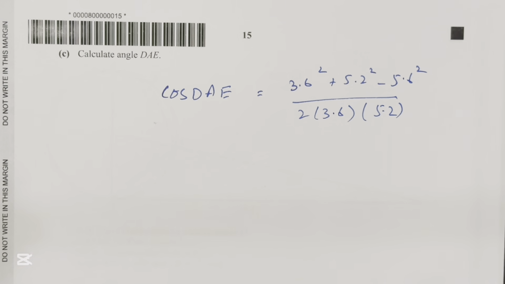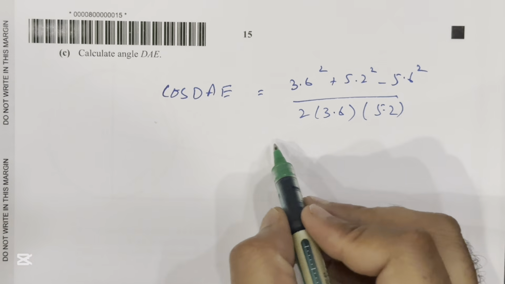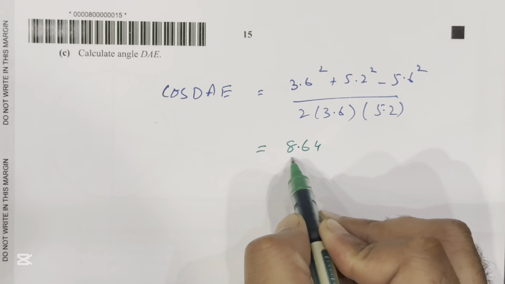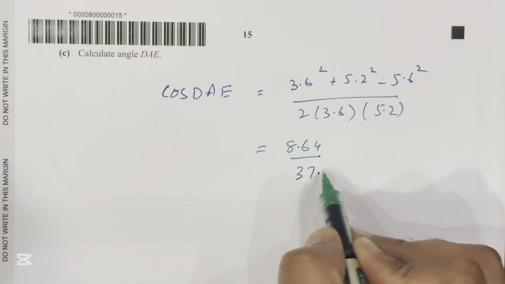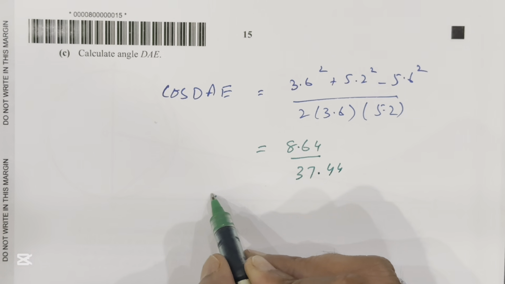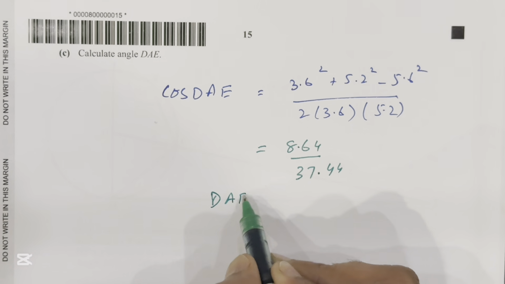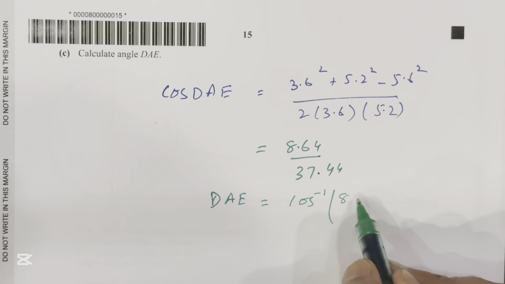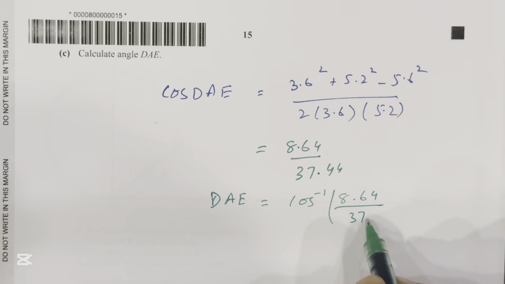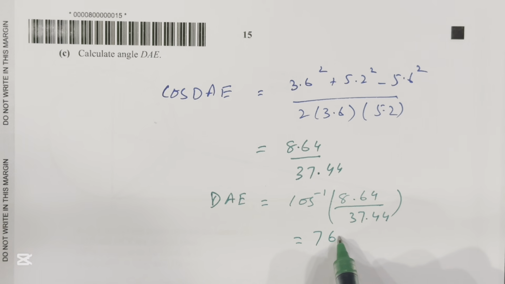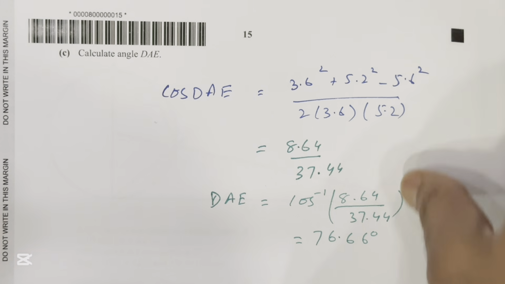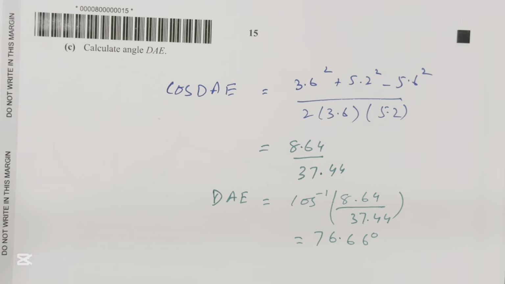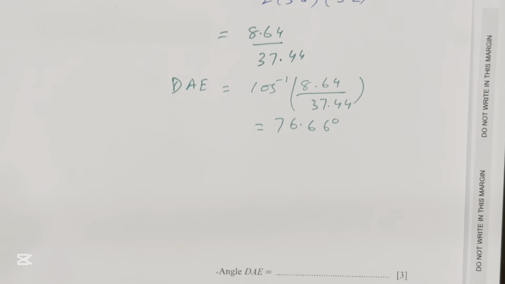5.2. Okay, so simplifying it, you would get your answer 8.64 divided by 37.44. Take the inverse to get the value of DAE. So cos inverse is equal to 8.64 divided by 37.44. You get the answer, that is equal to 76.66 degree, or you can write 77 degree, or you can write 76.7 degree. All answers will be considered correct.